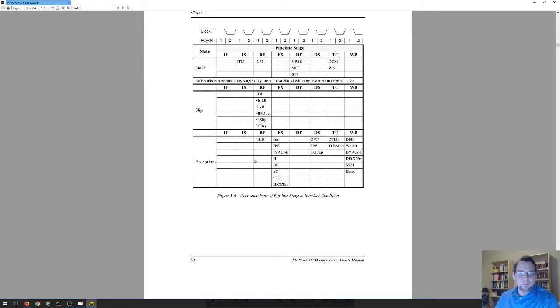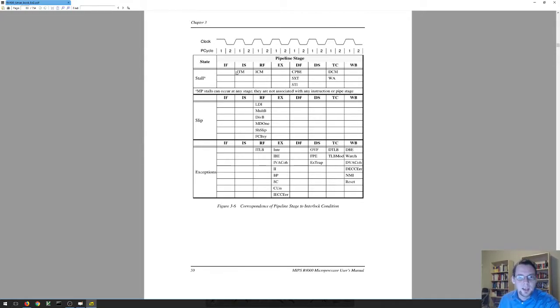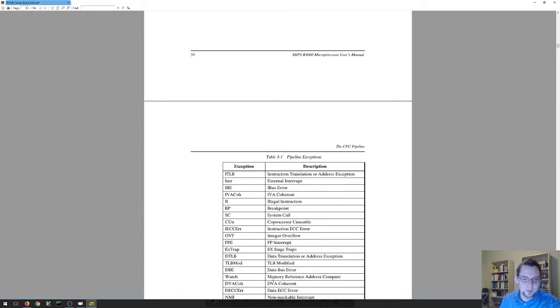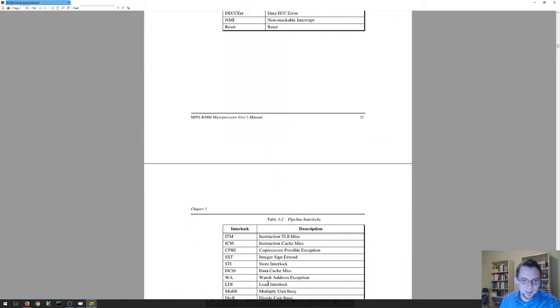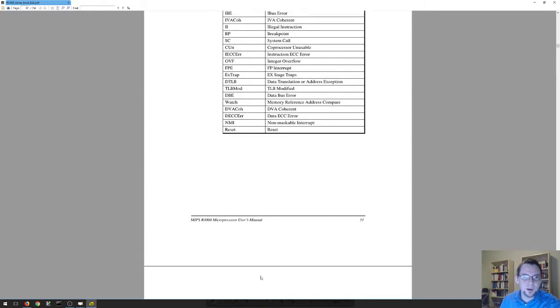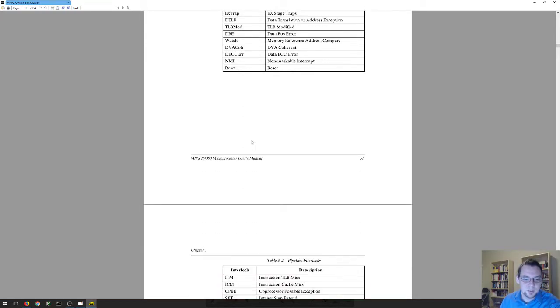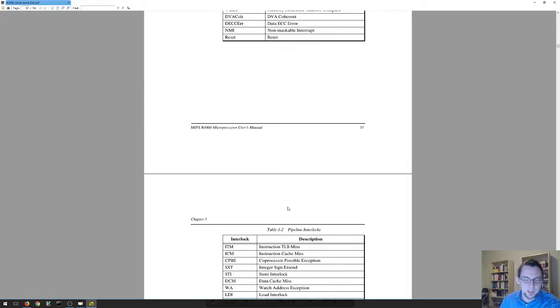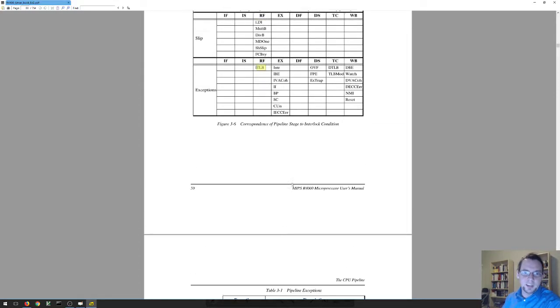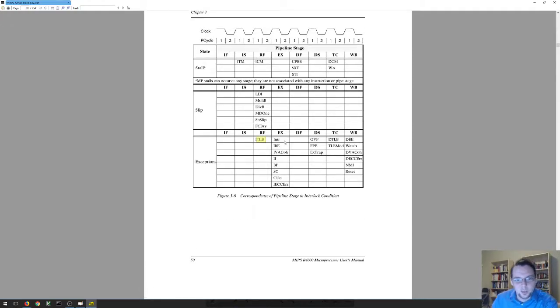And finally, exceptions. Note the instruction TLB miss was detected, the stall here was detected in the IS stage. The ITLB exception is generated 1 pipeline stage later. Like I said, it's explained somewhere what these are specifically. Instruction translation or address exception, and ITM is the ITLB miss, right? Instruction TLB miss, yeah. So some of these things are detected at some stage in the pipeline and then get turned into an actual exception later.